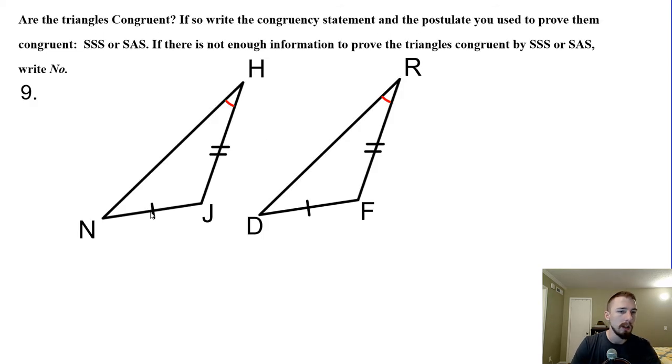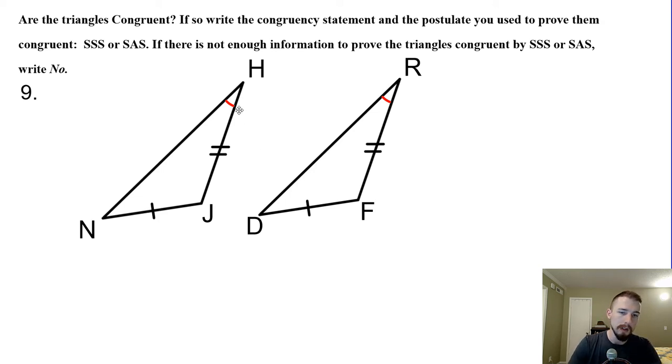All right, number 9, are the triangles congruent? If so, write the congruency statement and the postulate used to prove them congruent, side, side, side, or side, angle, side. There are other postulates that we're going to get into when we come back from Thanksgiving. In fact, there's 3 more. But don't worry about that too much. If there's not enough information to prove the triangles congruent by side, side, side, or side, angle, side, then just write no. So again, the only ones that we're using are side, side, side, and side, angle, side. Okay, we don't know about any of the other ones yet.